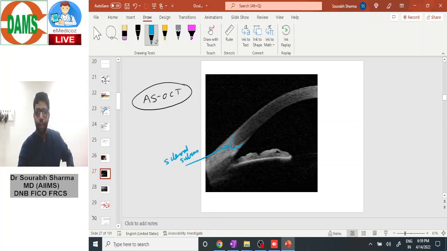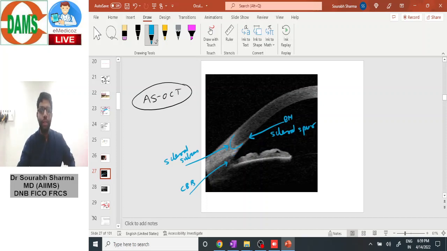What other things are prominent over here? See this, another homogeneous area. This becomes the ciliary body band, and at the termination, this attachment, this is an important structure, the scleral spur. Can you identify this one? What is this? This one will be the Bowman's membrane termination.